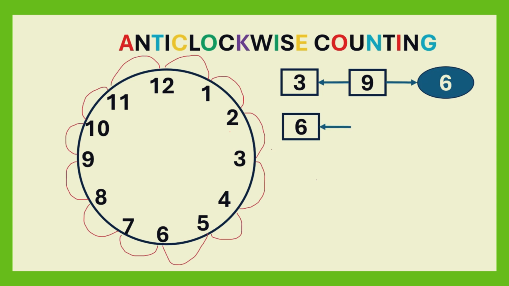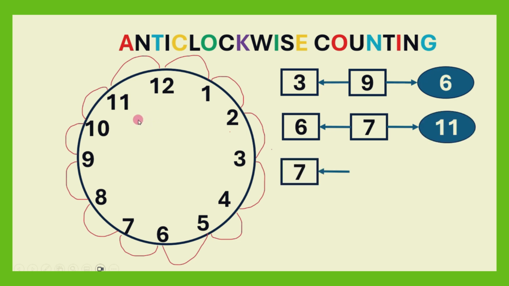Let's look at another one. 6, 7. The seventh number counting anti-clockwise from 6. So this is 6 and we count anti-clockwise. The seventh number. Let's go 1, 2, 3, 4, 5, 6, 7. So 11 is the answer. Let's look at another example. 15 numbers from 7 counting anti-clockwise. So we go to 7 and we count 15. 1, 2, 3, 4, 5, 6, 7, 8, 9, 10, 11, 12, 13, 14, 15. And so 4 is the answer.